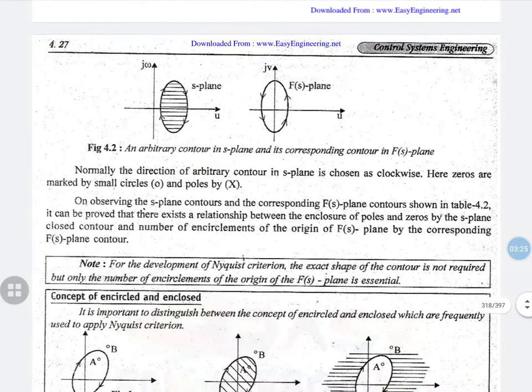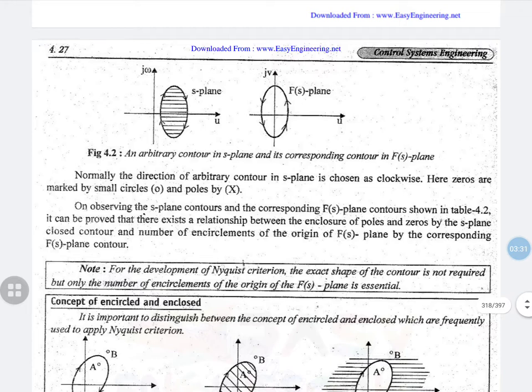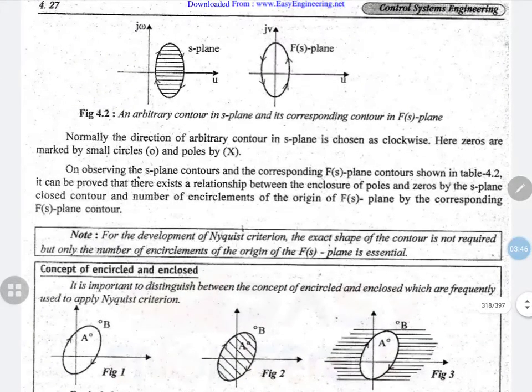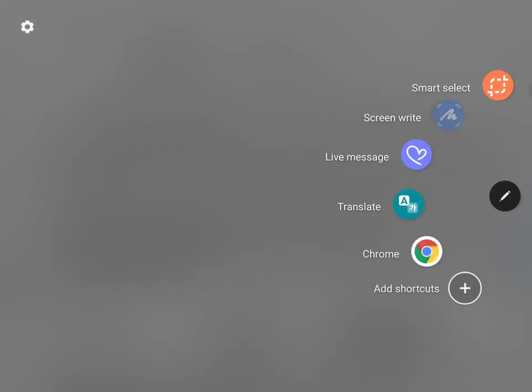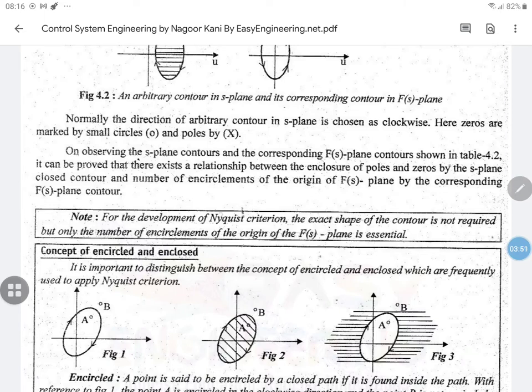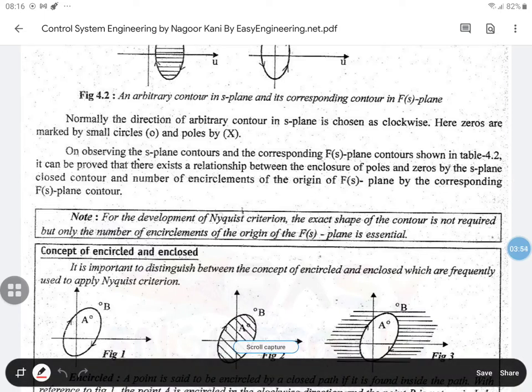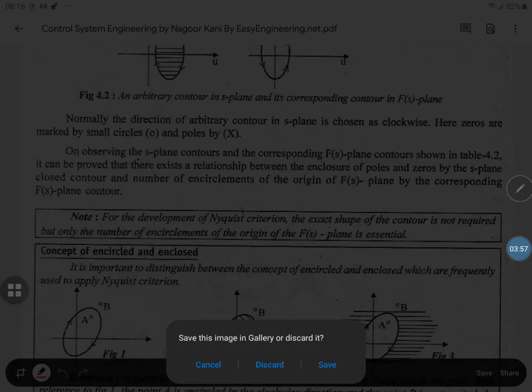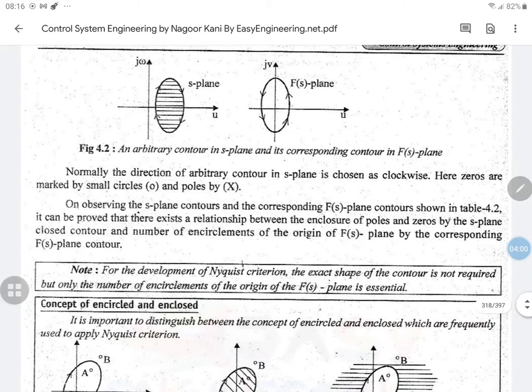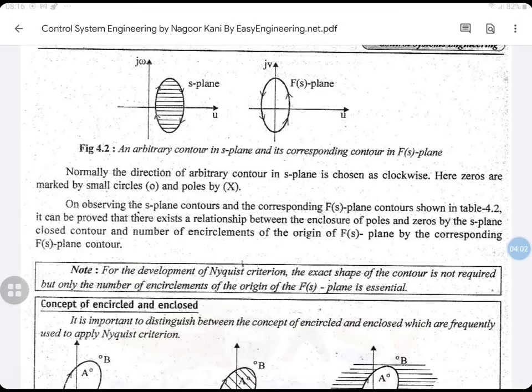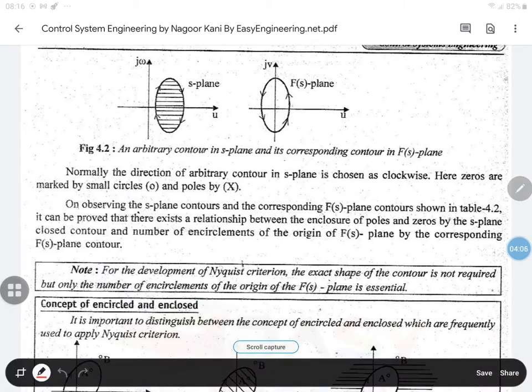As you can see in this figure 4.2, what you are seeing in the s plane is not the same as the f of s plane. The s plane is in the right half of the graph, whereas in the f of s plane, you can see it is circling the origin.